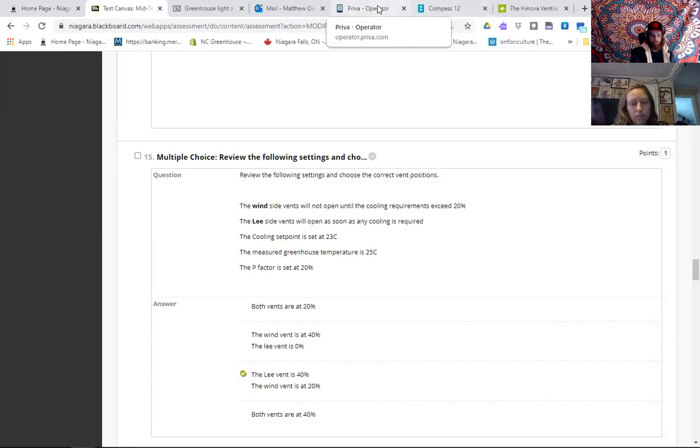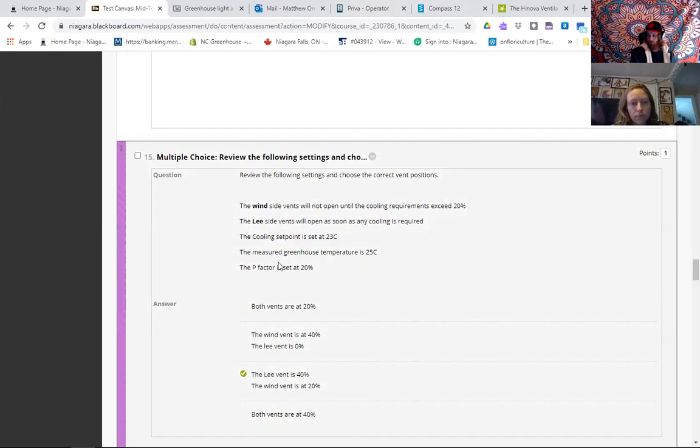And I'll show you how to set that in the controls. The cooling set point is set at 23 degrees Celsius. The measured greenhouse temperature is set for 25 degrees Celsius. The P factor is set at 20%. Okay, so we're going to take the temperature difference and multiply it by 20.